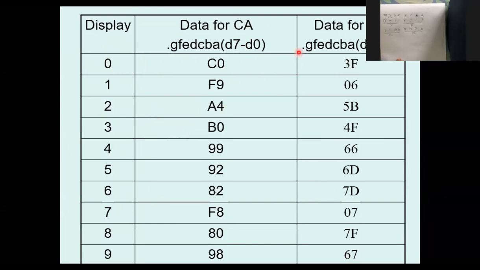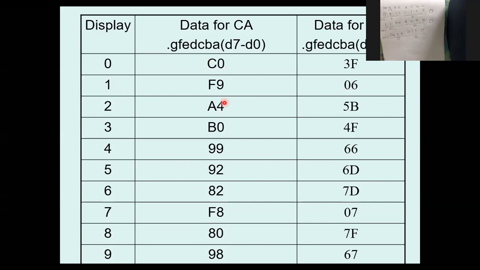I am displaying in common cathode mode. I want to display 1. 1 means B and C will glow. Just see my copy. This is CA mode, this is CC mode. Again, in CC mode, to display 1 means B and C will be 1, and all other bits will be 0. So 0, 6 will be the value. Just see, 06 is the value.